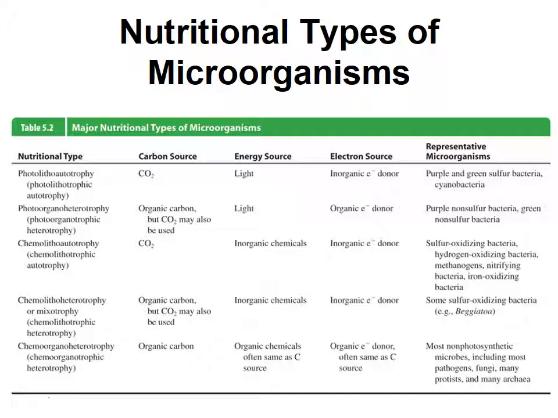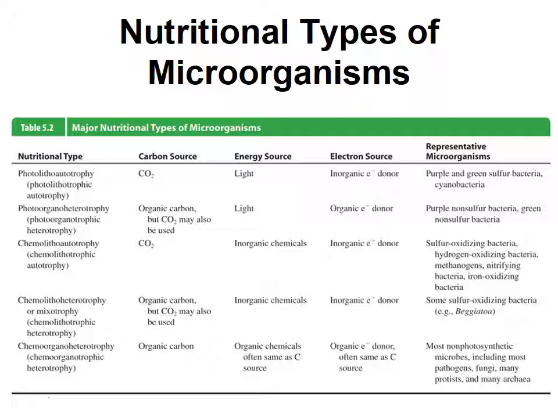But despite the huge metabolic diversity seen in microorganisms, most of them can be placed into one of 5 nutritional classes that you can see here on the left, based on their primary sources of carbon, energy, and electrons. So the nutritional classes listed here are photolithoautotrophy, photoorganoheterotrophy, chemolithoautotrophs, chemolithoheterotrophs, and chemoorganoheterotrophs, with the first 2 classes being the most common.